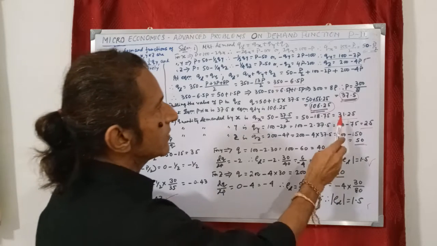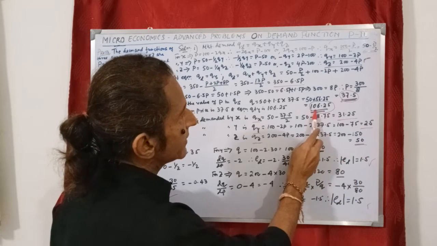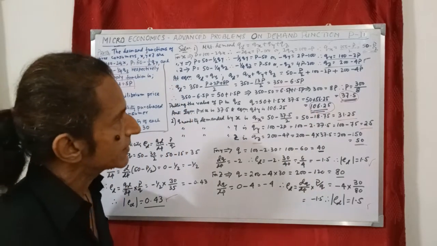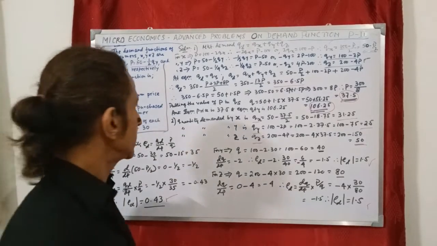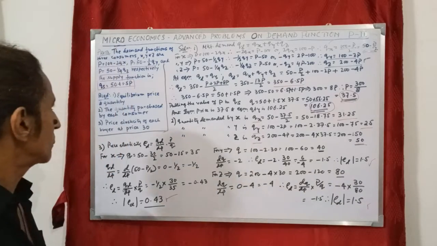If we add up 31.25, 25 and 50, we get the market demand 106.25, because market demand is nothing but summation of demand of all the individuals. So here we complete part 2. Now come to part 3.